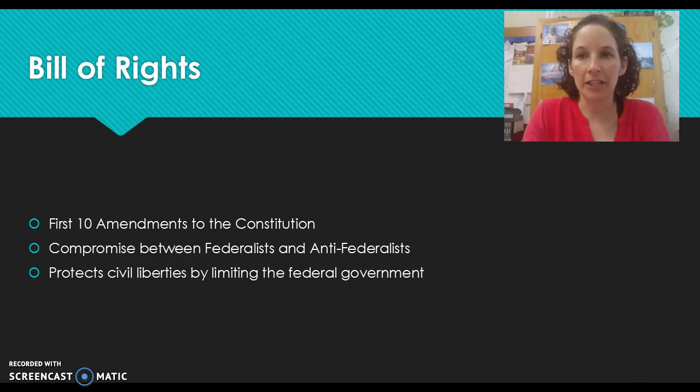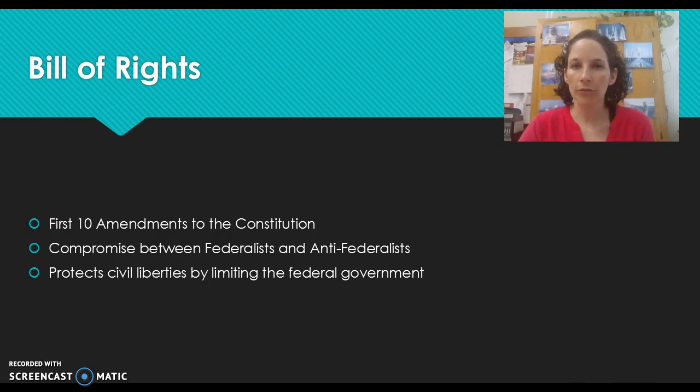Anyhow, in order to get the necessary 9 states to agree to the Constitution, a compromise was struck between the Federalists and the Anti-Federalists to add this Bill of Rights, these first 10 amendments, all ratified by 1791. What we're going to see is that the wording in the Bill of Rights doesn't often say you have a right to this or you have this freedom. Rather, the language talks about what the government can't do. Your freedoms, your civil liberties, are protected when we limit the government. And you're going to see that right away in the First Amendment.